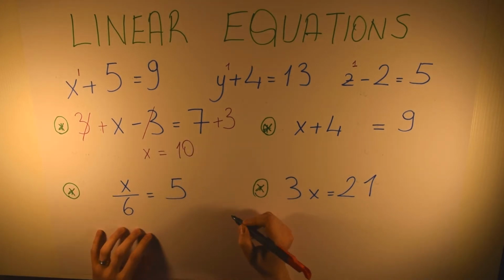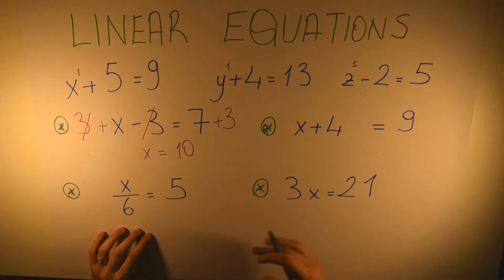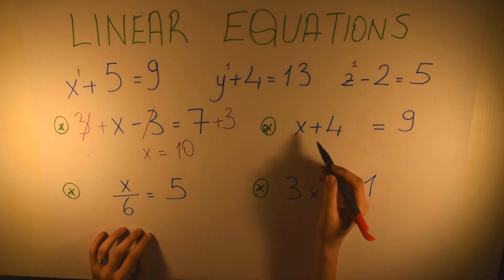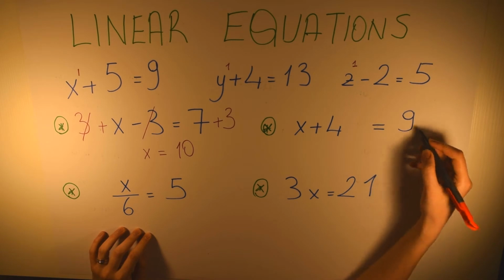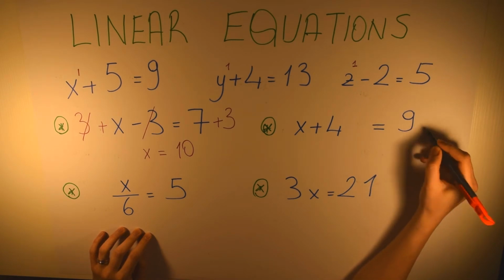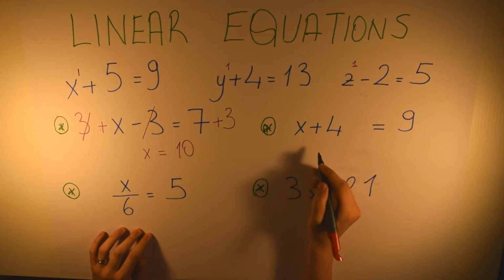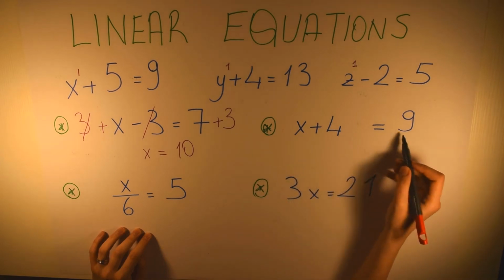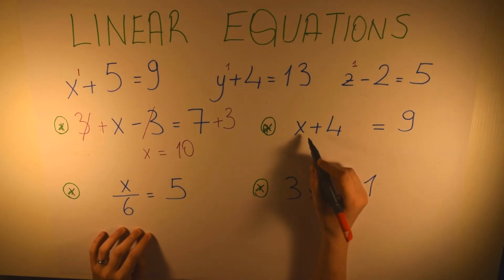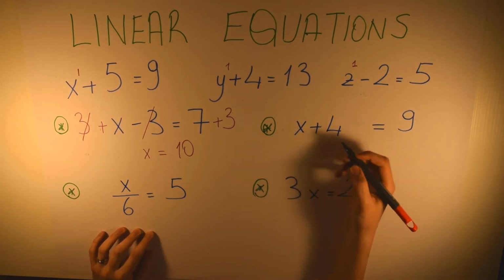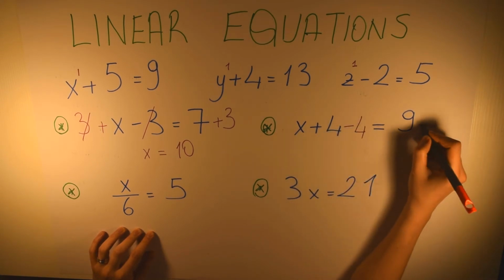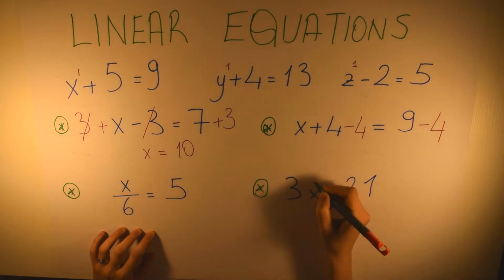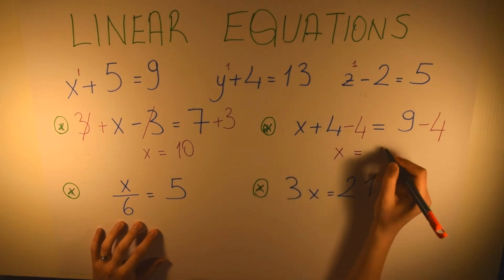It's the same when you subtract the same number. For example, here we have x plus 4 is equal to 9, right? To get this x, I have to subtract 4 here. So the same thing I also apply here, and from here I will get 5.